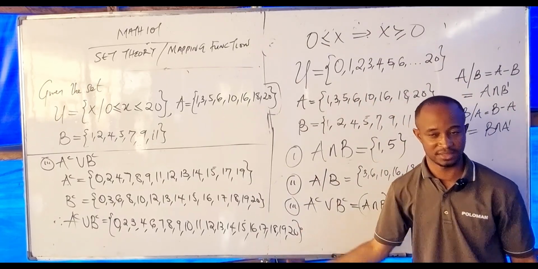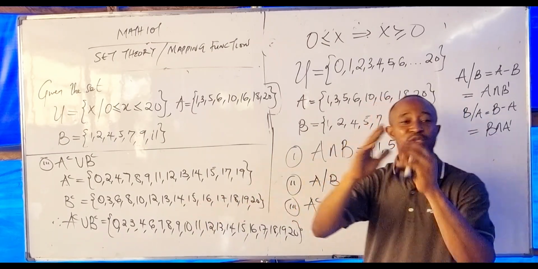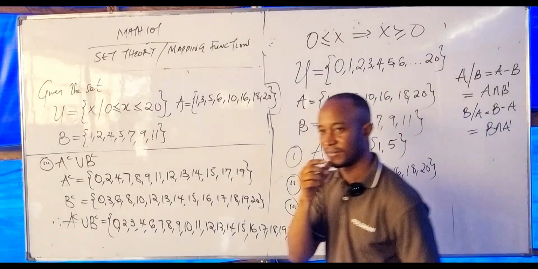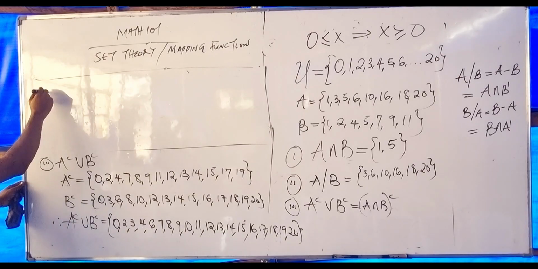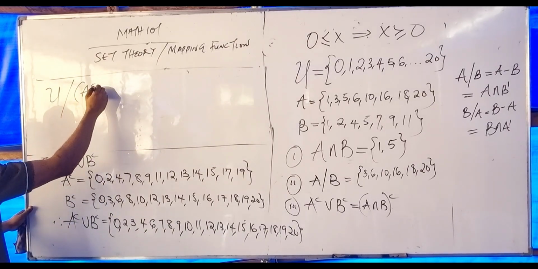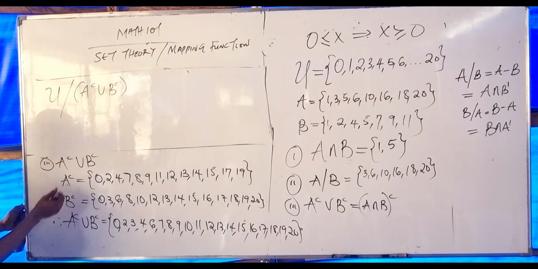The same thing. To me, I prefer this. I don't need to start doing all of this again. Just know the laws of sets and you can tackle this. Okay, what's the next question there? Union difference. A complement union B complement. What does this imply?